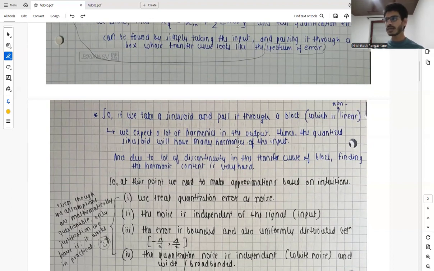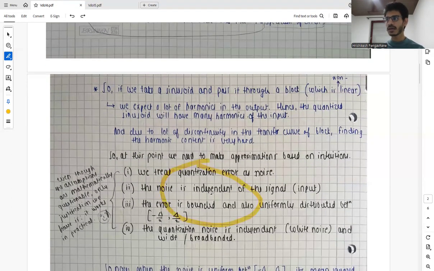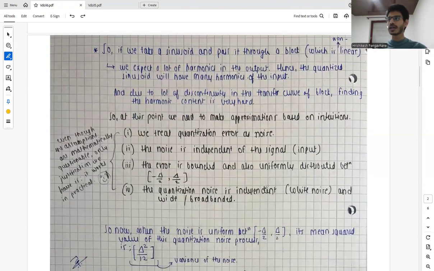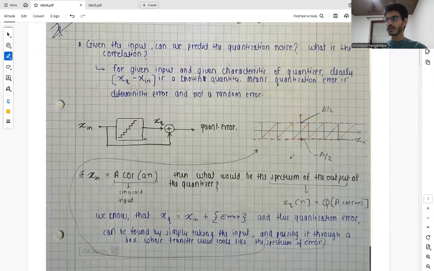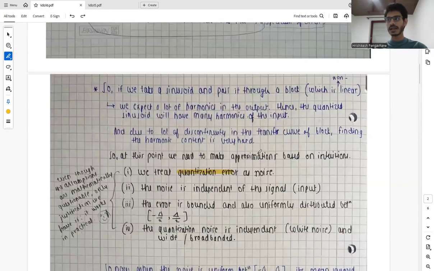There are some approximations which we are making, which theoretically may sound questionable. Even though the assumptions are mathematically questionable, the only justification we have as of now is that it works in practicality. So in practice, it works. The first approximation is that we treat the quantization error as white noise. So we treat this error as a noise, and we'll see how it helps us.